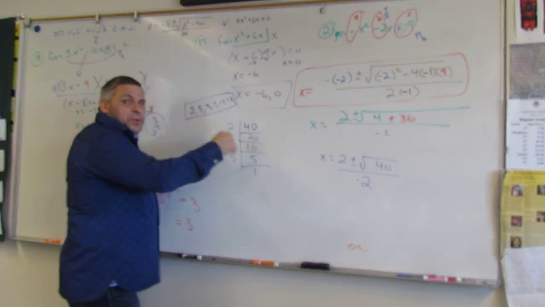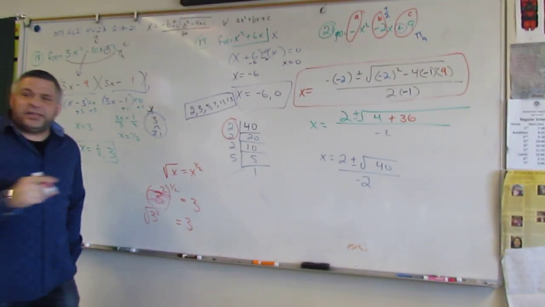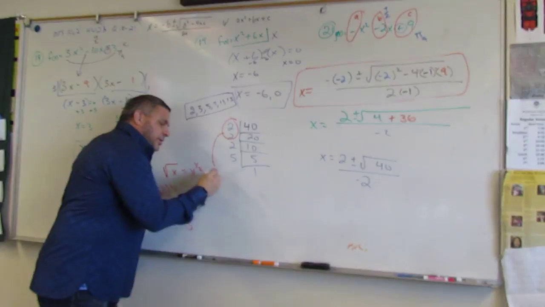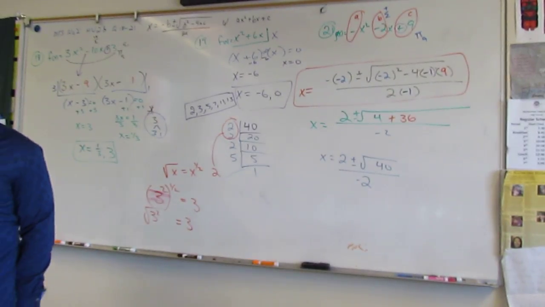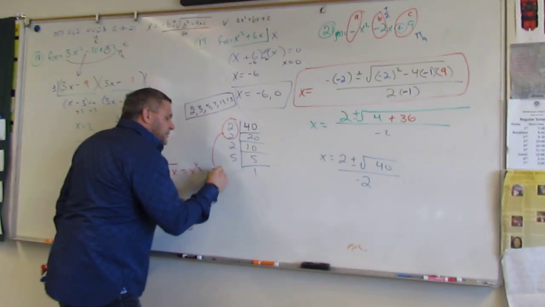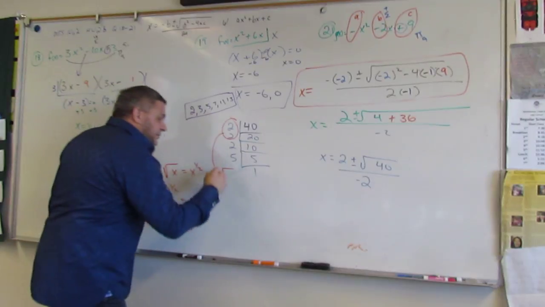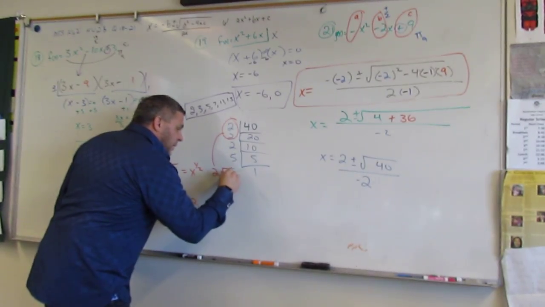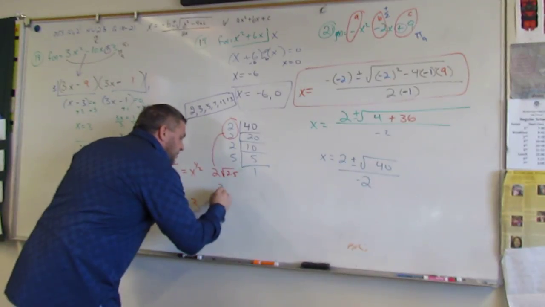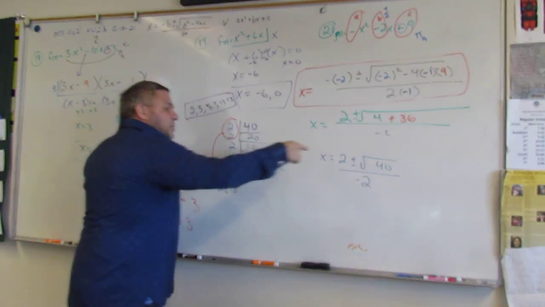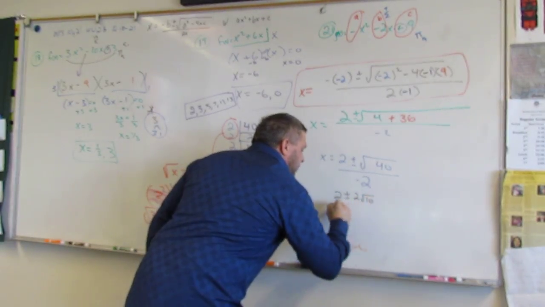So I am pulling out a pair, and I trade the pair for one outside the box, or what I call the radical. Okay? Whatever's left not paired up goes in the radical. What is 2 times 5? 10. So this is 2 square roots of 10. So what we have here is 2 plus or minus 2 square roots of 10.